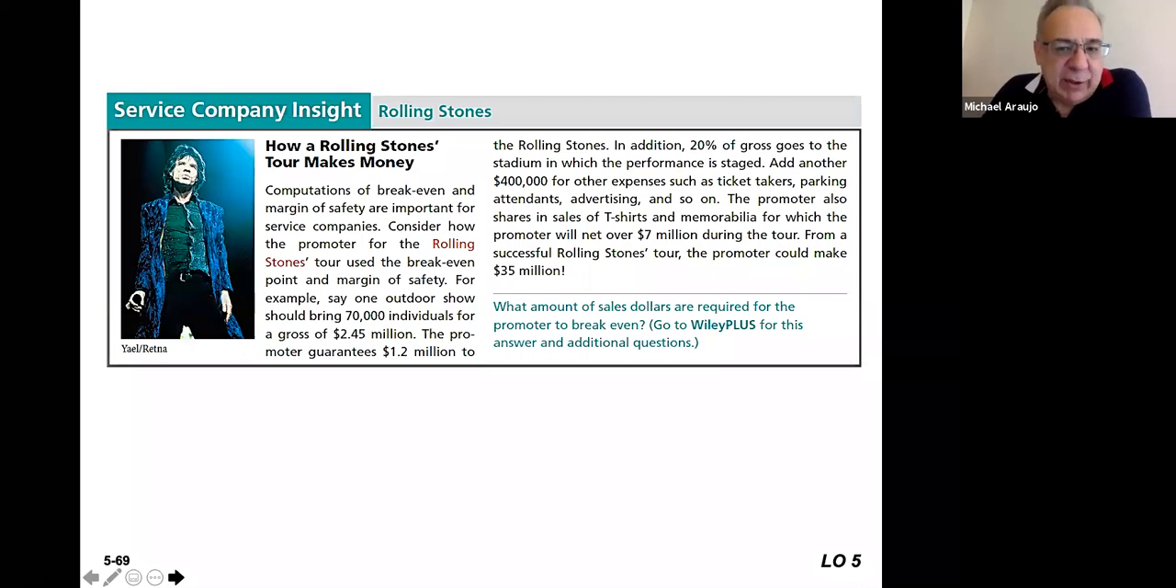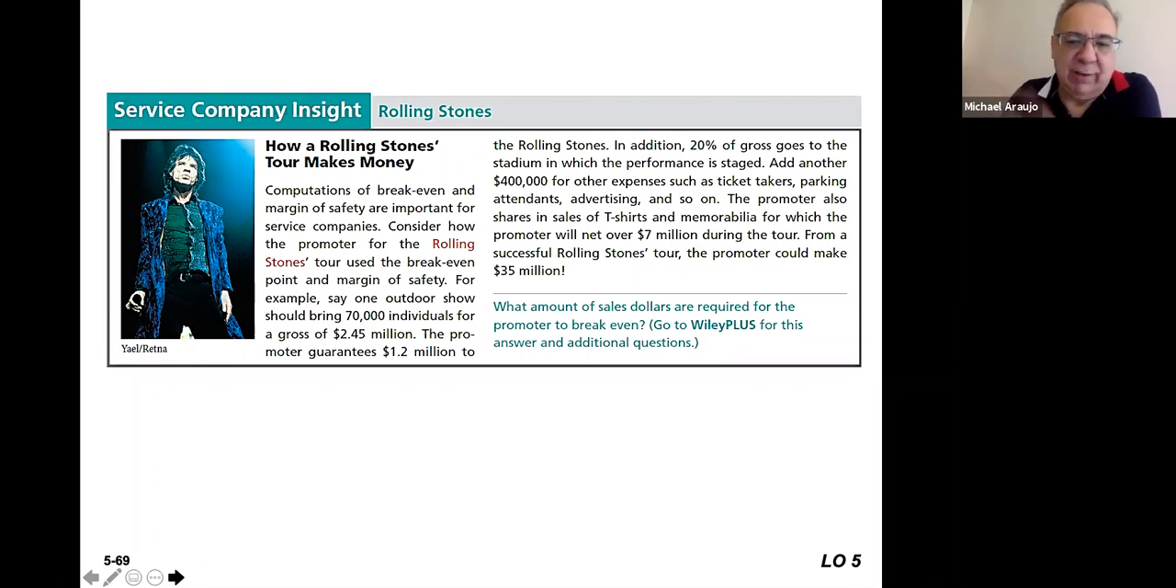I actually like the stories in this book a little better than the ones in financial accounting. I don't know why. Maybe because I just find it interesting. But here is how a Rolling Stones tour makes money.